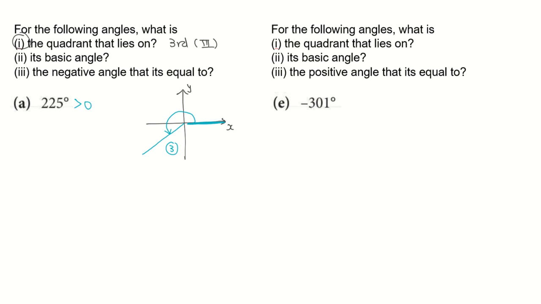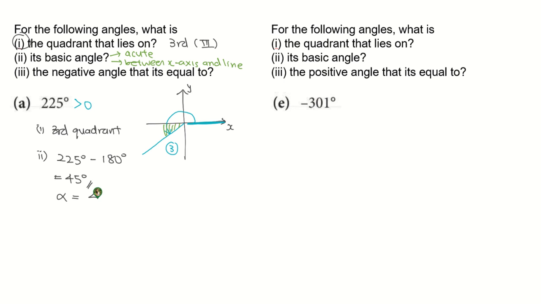So what is this basic angle? Remember that basic angles are acute and between the x-axis and the line. So where is the basic angle for 225? It is actually over here, highlighted in green, because it's acute and it's between the x-axis and the line. So how do we calculate this basic angle? We take the angle 225 minus the straight angle 180 to get 45 degrees. And that is our basic angle. Hence, we write alpha equals 45 degrees, where alpha is the symbol for basic angle.